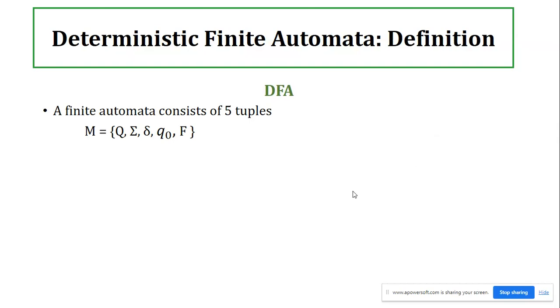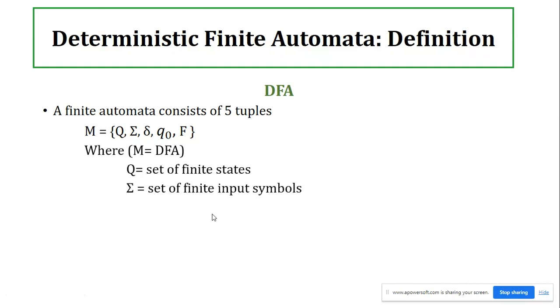Talking about the definition, in TOC, in theory of computation, we write the definition of every machine in the form of tuples. The definition of a DFA contains 5 tuples: Q, summation, delta, Q0, F. Here M stands for the machine, the DFA. Q is the set of finite states. Summation is the set of finite input symbols, which we also call alphabets. We have seen terms like binary, alphabet, decimal in our previous session. Then delta is the transition function, Q0 is the initial state and F stands for the final states.